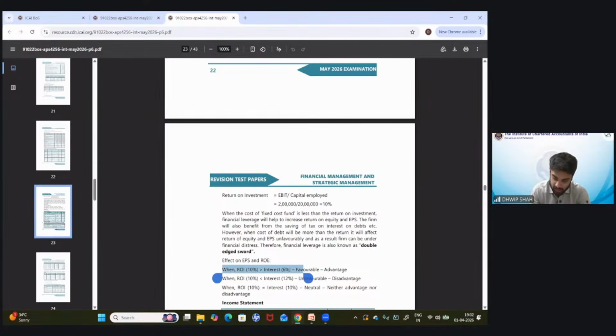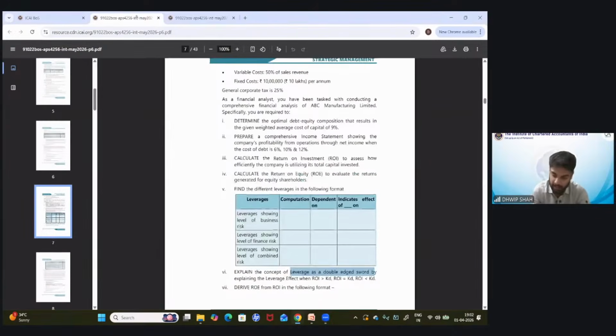फिर they have just written that when ROI is greater than interest, favorable. ROI less than fixed cost percentage, unfavorable. ROI equal, neither favorable nor unfavorable. Clear everyone? Point number 6. Yes, you have to write in exam because they have asked na, explain the concept of leverage as double-edged sword.